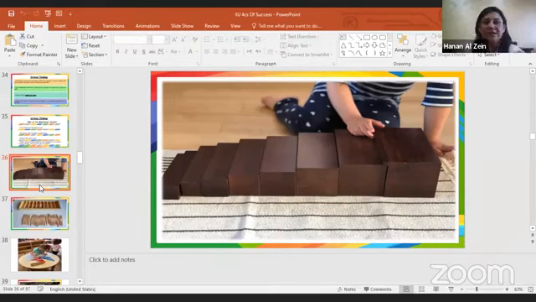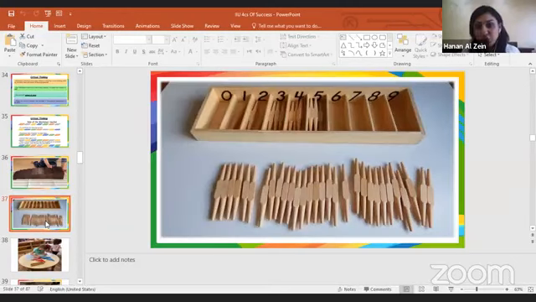It gives students some kind of muscular memory, especially those who have problems in their fine or gross motor skills. It gives students muscular memory of what is heavy and what is light, for example. Watch out, this is another tool, called the spindle box. What do you think it is used for?